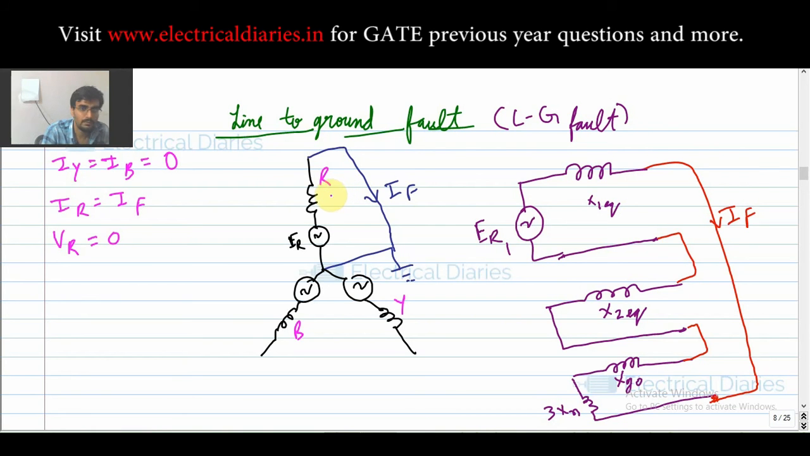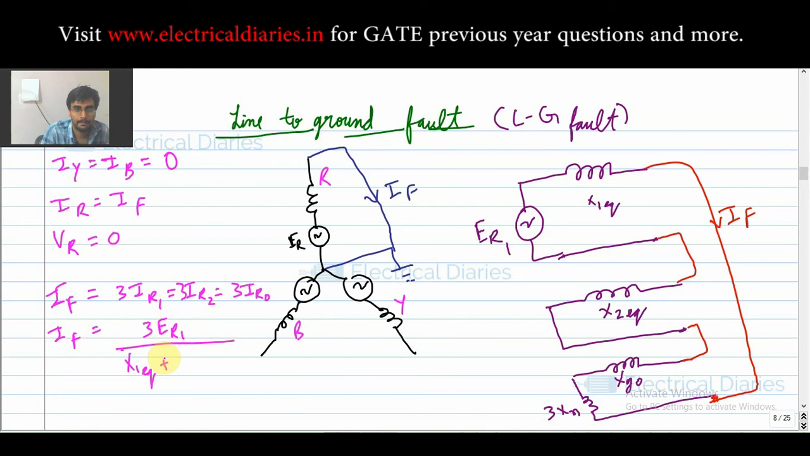Now your IF is given by 3IR1, and since it is a symmetrical component, it will be equal to 3IR2 equal to 3IR0, where IR1, IR2, IR0 are the symmetrical components of the fault current. So from here your IF comes out to be 3ER1 divided by X1 equivalent.